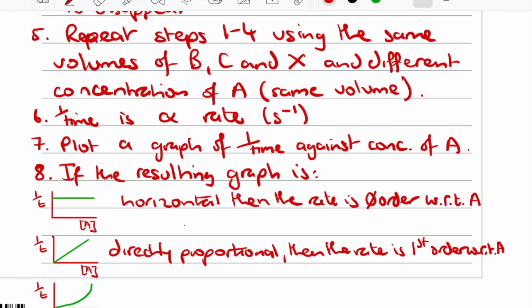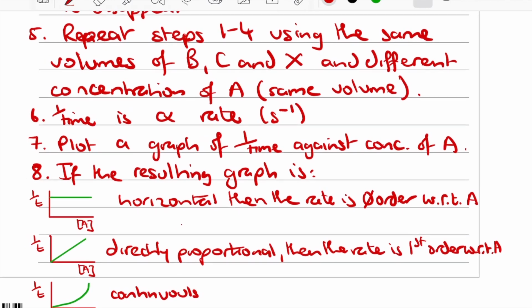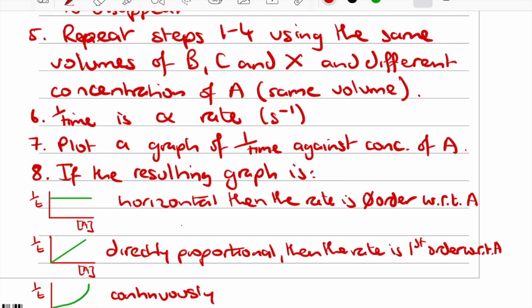Sorry, it's a bit cramped there. And then lastly, if it's continuously increasing, so that's how to describe the shape of that final graph. If it's continuously increasing, then the rate is second order with respect to A.